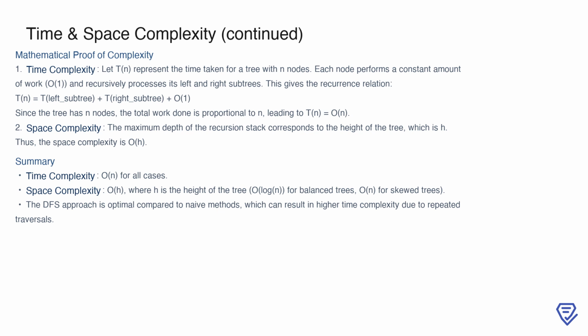For space complexity, the maximum depth of the recursion stack corresponds to the height of the tree, which is h. This gives us O(h) space complexity. For a balanced tree, h is O(log n), while for a skewed tree, h can be O(n). In summary, the time complexity of this solution is O(n) in all cases, and the space complexity is O(h), with h depending on the tree's height. This DFS approach is clearly optimal when compared to naive methods that involve repeated tree traversals and higher time complexity.